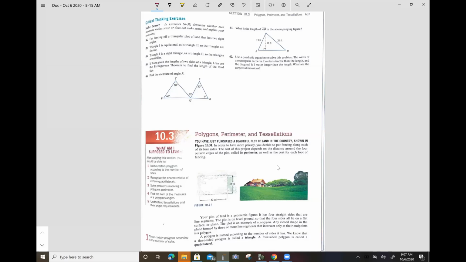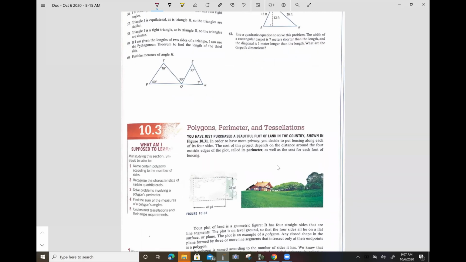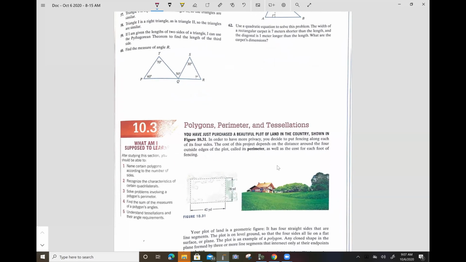Hello, everyone. This is the video for the notes in chapter 10.3, polygons, perimeters, and tessellations. What are we going to be learning? Name certain polygons according to the number of sides. Recognize the characteristics of certain quadrilaterals, solve problems involving polygon perimeters, find the sum of the measure of a polygon's angles, and understand tessellations and their angle requirements.